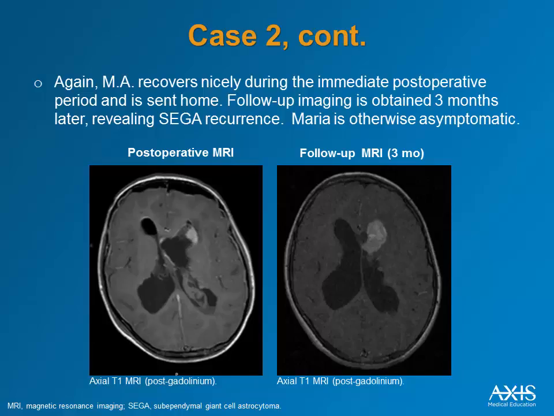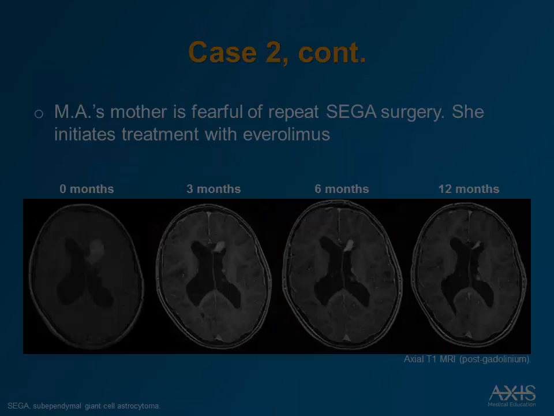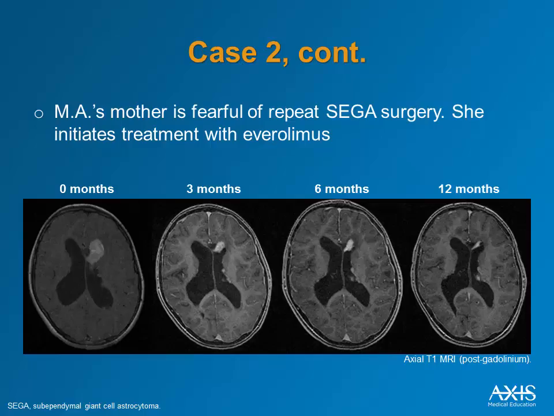She's still asymptomatic at this point, and at this point it was offered to her to repeat the surgery and to remove the tumor a second time. But at this time, the clinical trials that were evaluating everolimus for treatment of SEGA were open, and so the mother sought a site that was a participant in that trial and started therapy with everolimus as part of that trial. And here's what resulted from that.